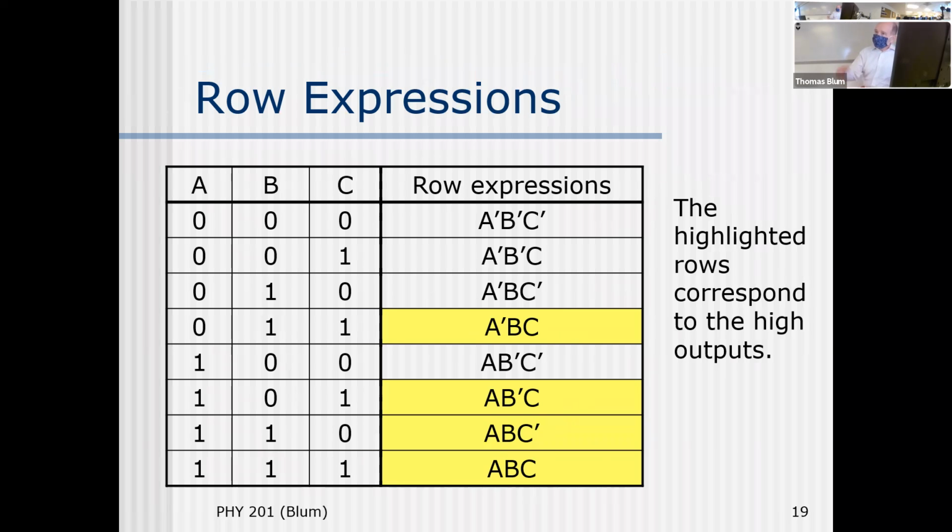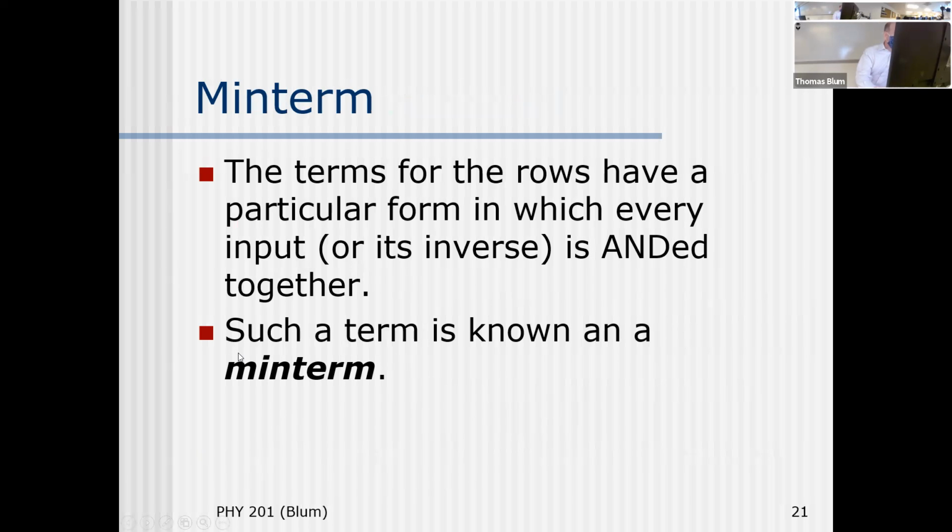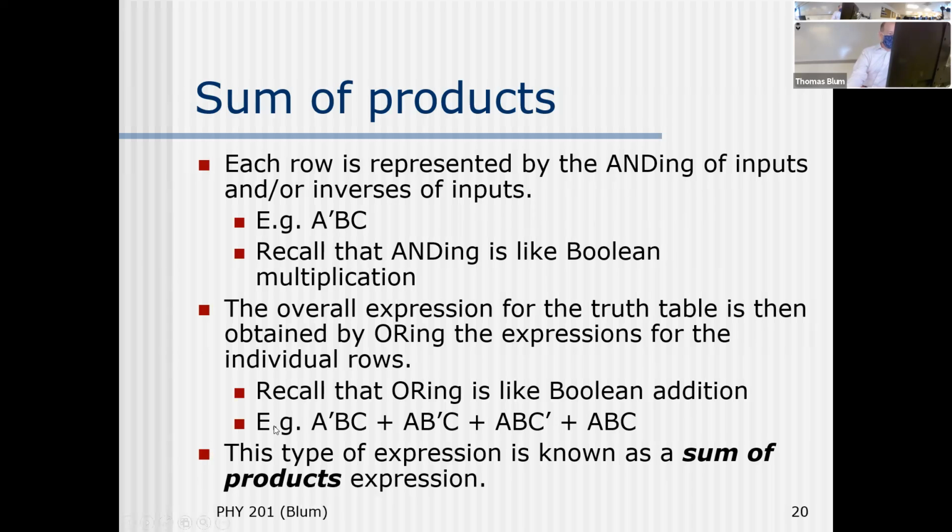And then my final step is to OR these things. So each row is represented by ANDing with inverses, or I'll call them primes. And ANDing is like Boolean multiplication. We talked about that. And then the final truth table is found by ORing the expressions. So A prime BC plus AB prime C plus ABC prime plus ABC.